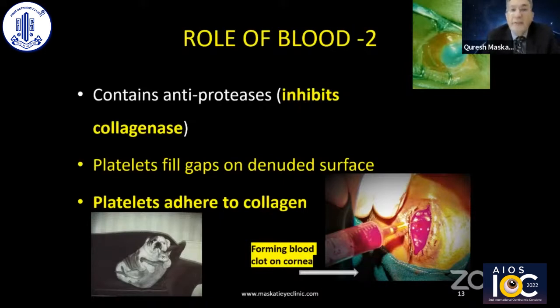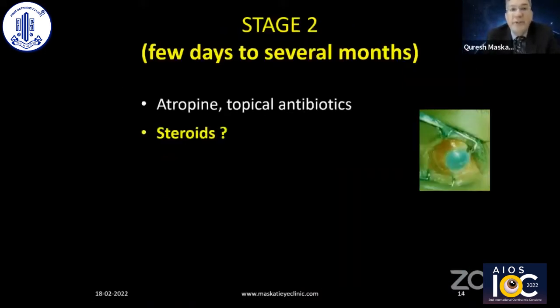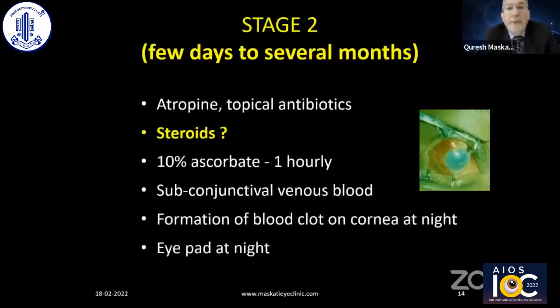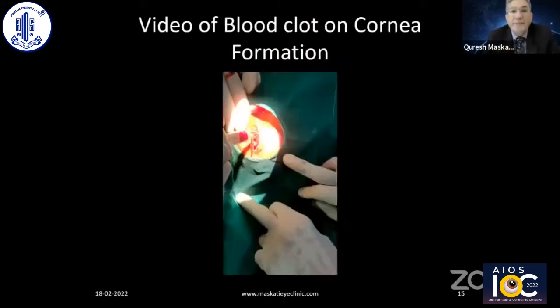So the blood is free of charge and has multiple uses. If the patient is late, a few days to several months, atropine, of course, will go on. Steroids, many people are scared of giving steroids, but unless there is a melt, which you can see, please put these patients on steroids. Ascorbate, the formation of the blood clot at night, and the patch. These are all very, very cheap medications.